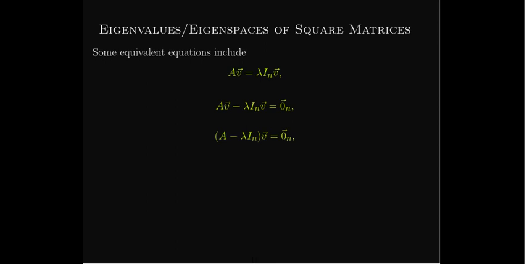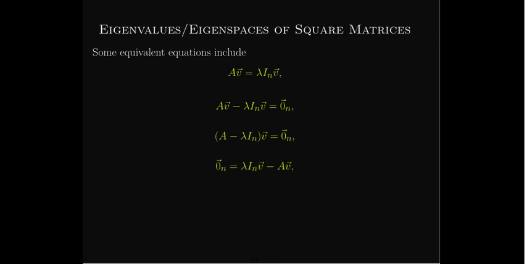And notice what this tells us, right? That the matrix A minus lambda I cannot be an invertible matrix, because the vector V that we're considering must be a non-zero vector. And so that tells me that there is a non-zero vector in the null space of A minus lambda I.